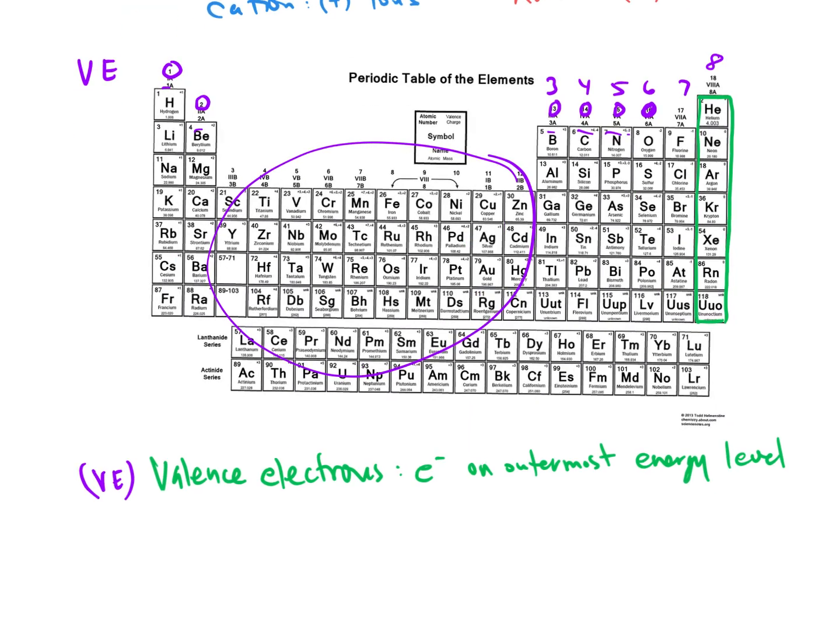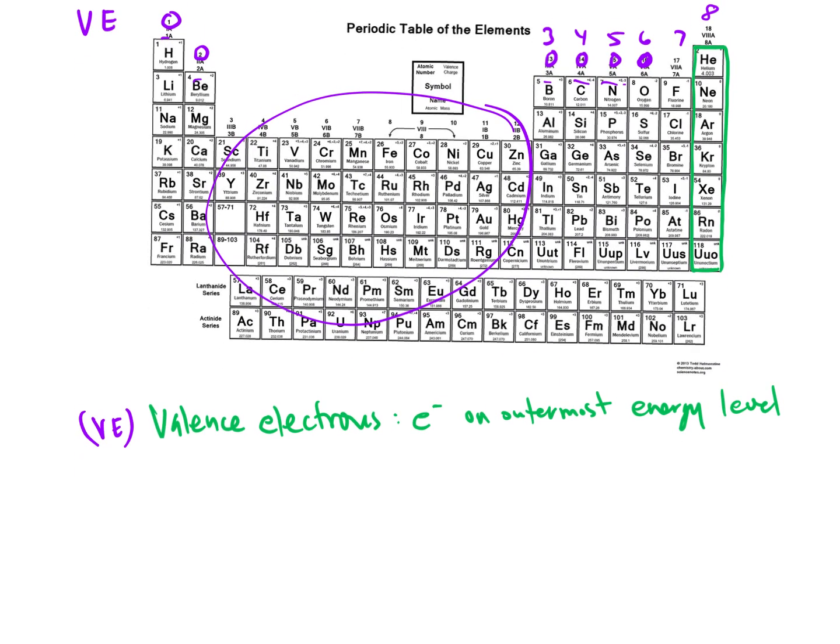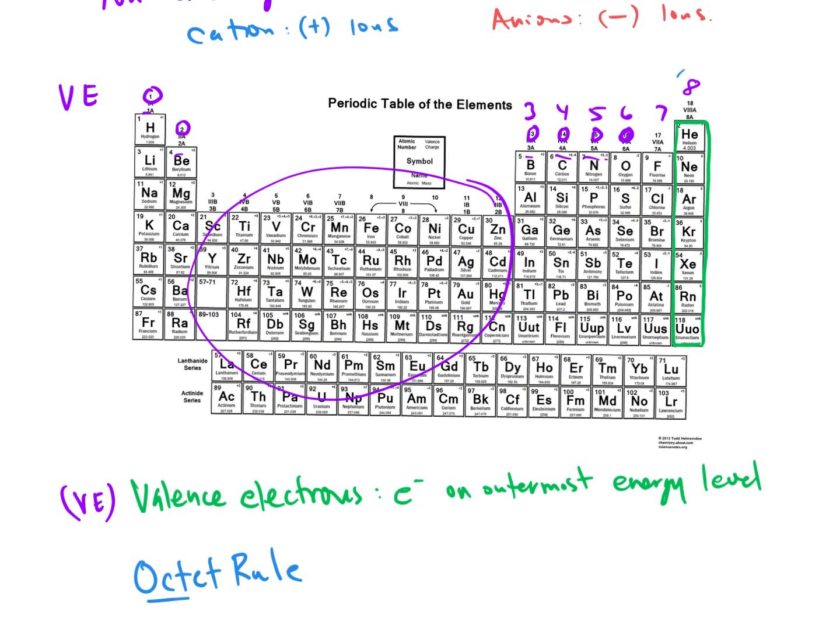And we call this the octet rule. What does octet mean? What does oct mean? Octagon, octopus, 8, right? Well, these guys have 8. Well, except helium only has 2. You need to know that exception. Helium only has 2 valence electrons, and we'll talk about why next time.